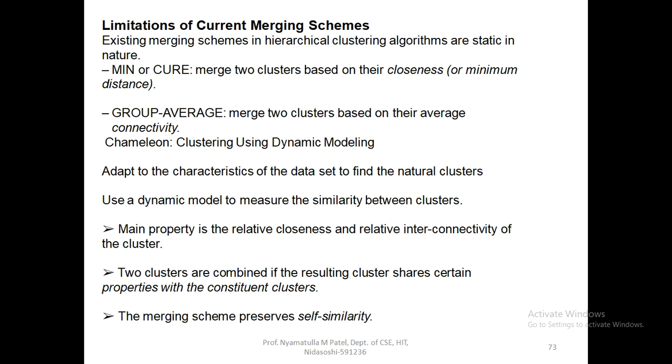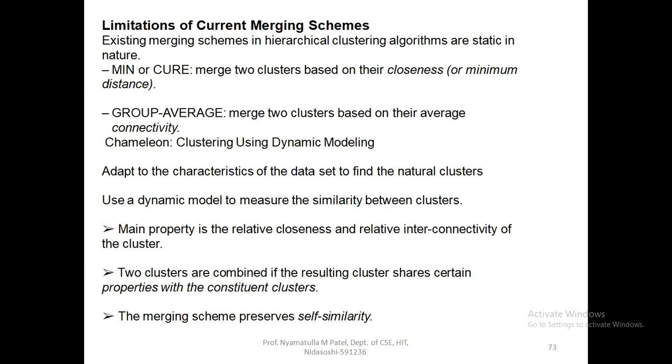For example, MIN or CURE merges two clusters based on their closeness, or minimum distance, as we used in the DBSCAN algorithm. So we merge only those two clusters whose Euclidean distance is minimum, meaning their closeness is high. Then group average merges two clusters based on their average connectivity. Take two clusters, connect each point to every point in the other cluster, and calculate their average connectivity. If the average connectivity is high, meaning the points in the two clusters are near to one another, then only use the method.